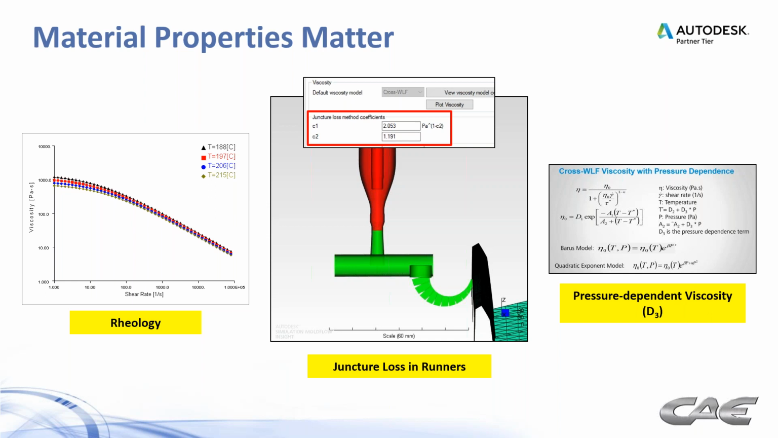The second picture you see there is called juncture loss. This accounts for pressure losses as we have changes to diameter through the runner system.